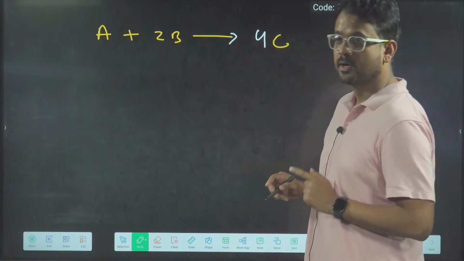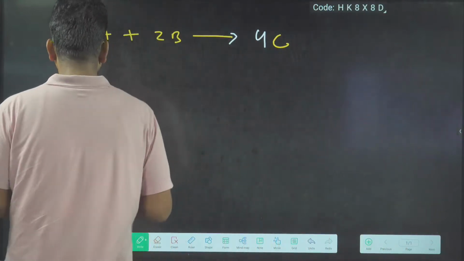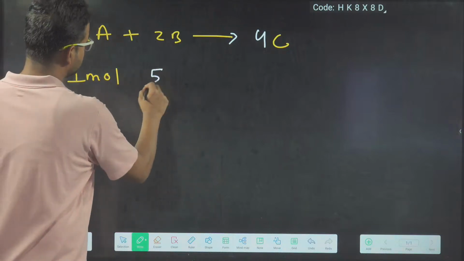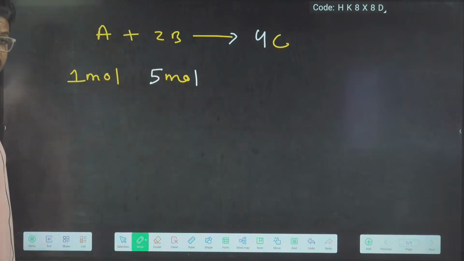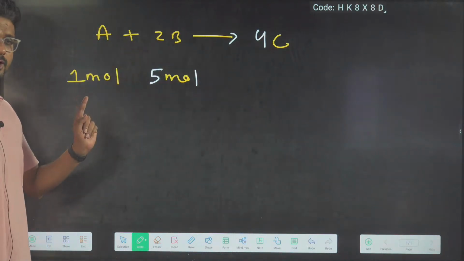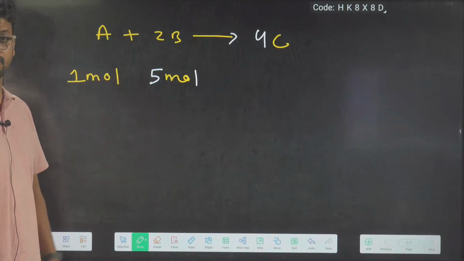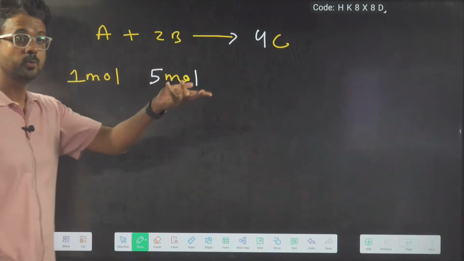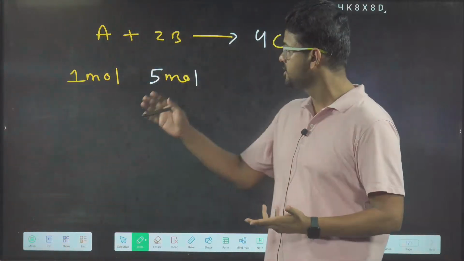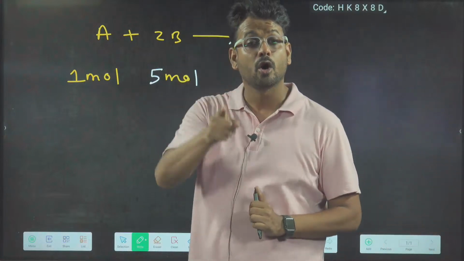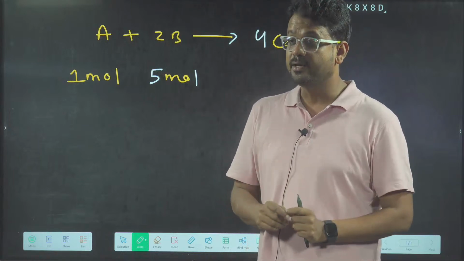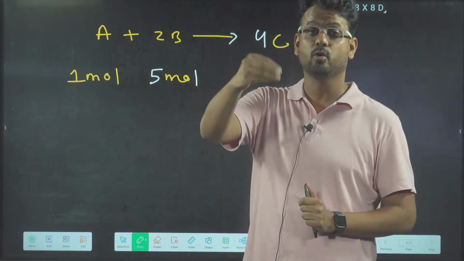This is the reaction. And yesterday I said that whenever the ratio of initial moles, like let's say this is 1 mole and this is 5 mole, is 1:5, and the ratio of stoichiometric coefficients is 1:2, clearly both the ratios are different from one another. The ratio of initial moles and the ratio of stoichiometric coefficients are not the same. So this means that reactants have not been taken in the same ratio in which they are going to be consumed.